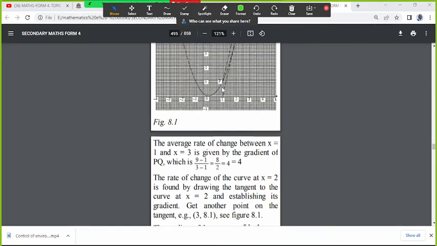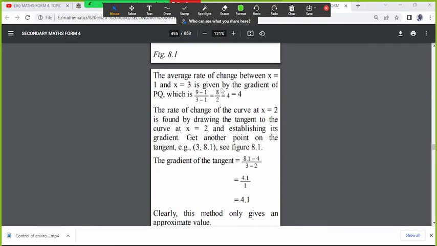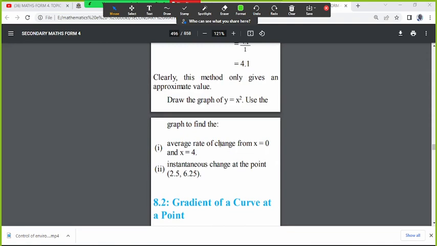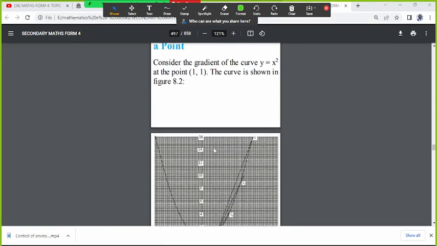And the instantaneous rate of change is the rate of change of the curve at a point x equals 2. We draw a tangent to the curve at x equals 2 and establish its gradient. That's what we agreed yesterday.